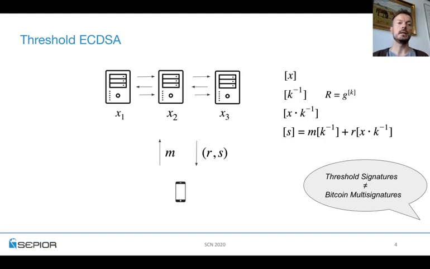For those of you who know Bitcoin multi-signatures, I just want to point out that this threshold ECDSA should not be confused with the Bitcoin multi-signature scheme. Bitcoin multi-signatures try to achieve kind of the same threshold security, but by different means, and it actually has some drawbacks, a much larger blockchain and so on.